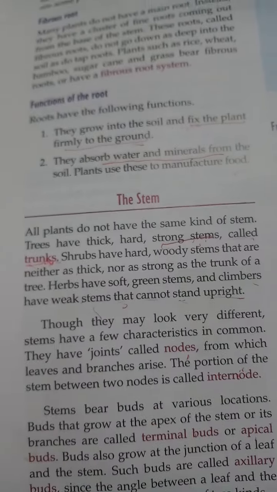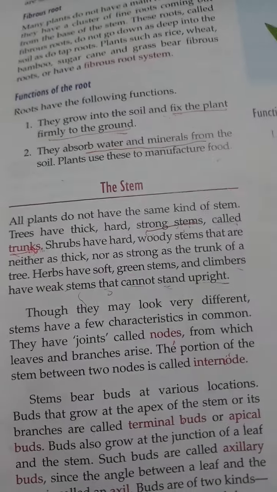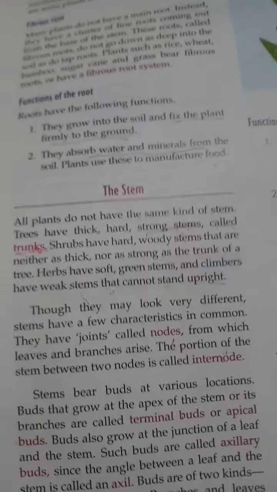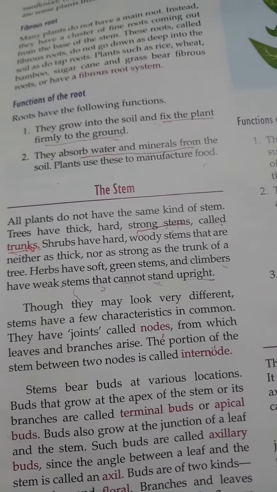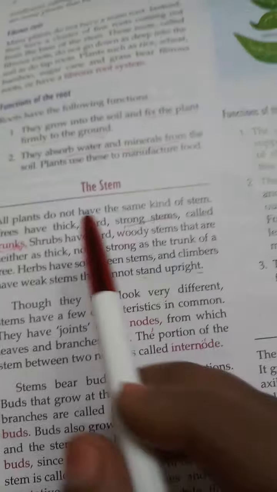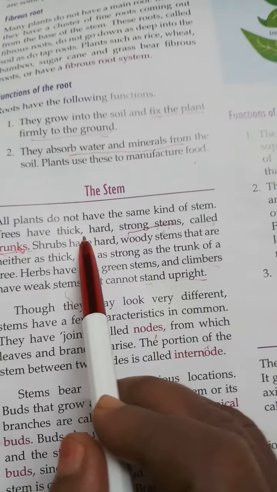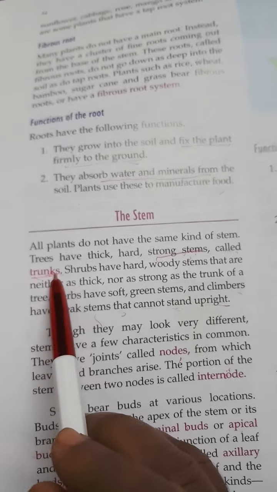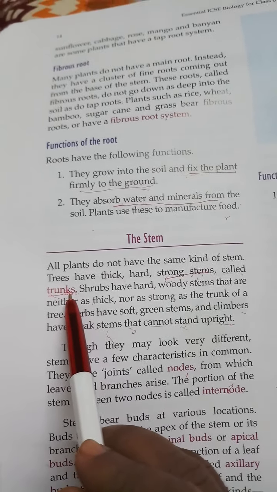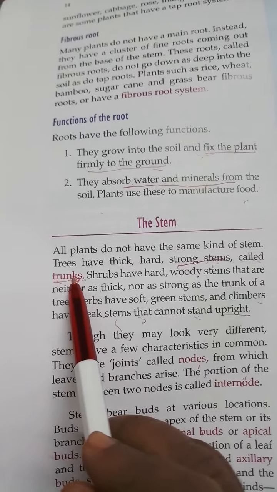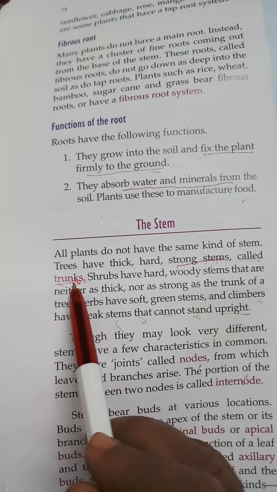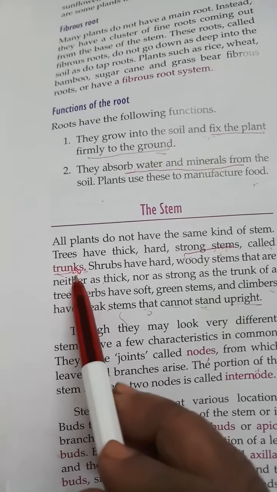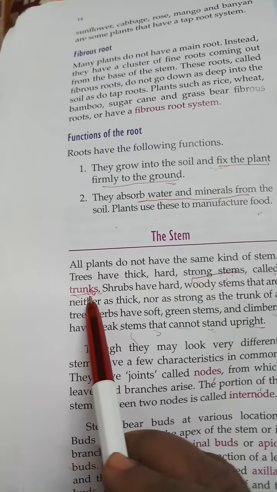Then we have to learn about the stem of plants. There are different kinds of stems for different plants. We know that the trees have thick, hard, strong stems called trunks. The trees have very large, strong stems. Such stems are known as trunks. Coconut tree, mango tree, they have trunks, very strong stems.